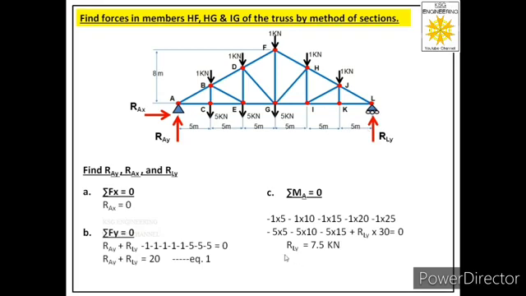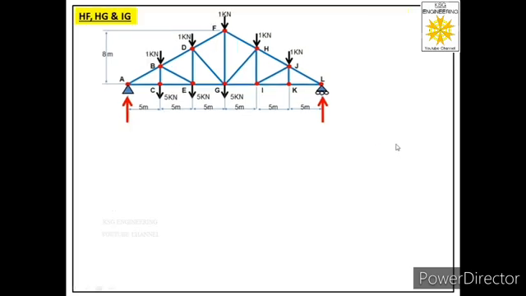Once we get the value of RLY, then we can find the value of RAY through equation 1. We will put the value of RLY in equation 1 to get the value of RAY. It is equal to 12.5 kilonewton. So this is also positive. That means the direction which we assumed for RAY is correct. So there is no need to reverse that direction. So we have concluded that RAX is 0, RAY is 12.5, and RLY is 7.5. So let us label these values now. So we have removed RAX and we have labeled RAY and RLY.